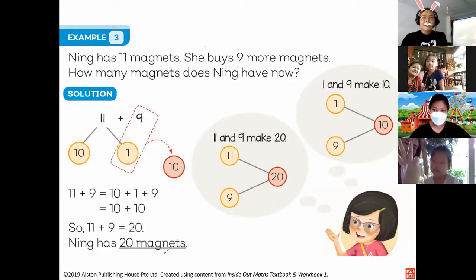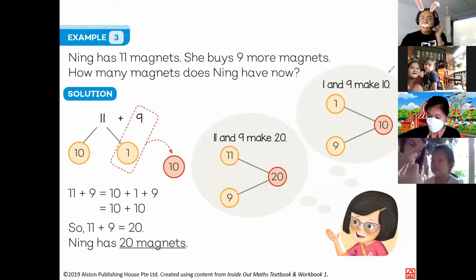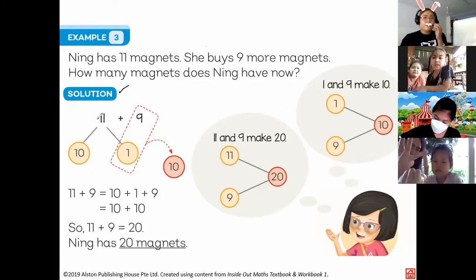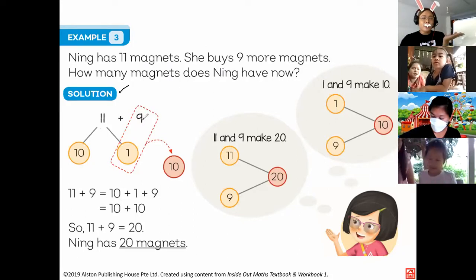Okay. Thank you, Teacher Chip. Okay, listen. Turn off your microphone now. All right, so here's the solution. So first is 11 magnets plus 9 magnets. So what is the total?